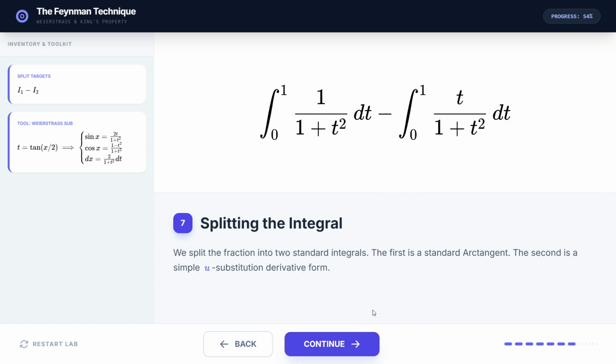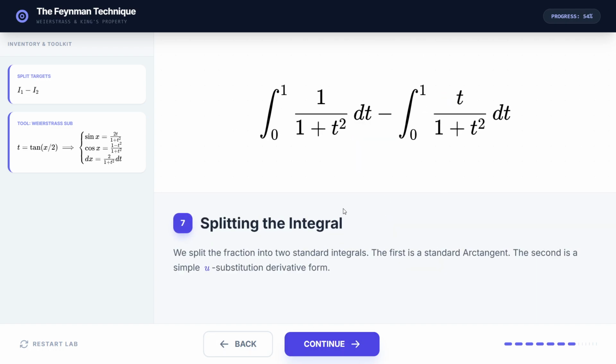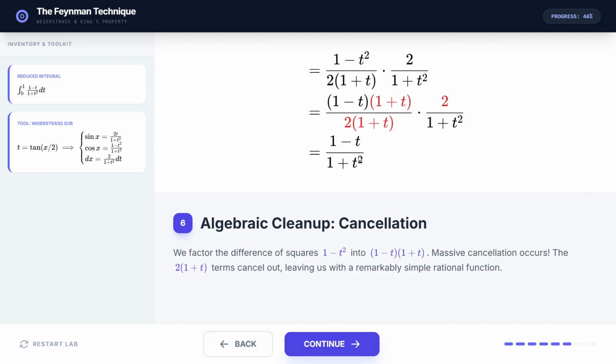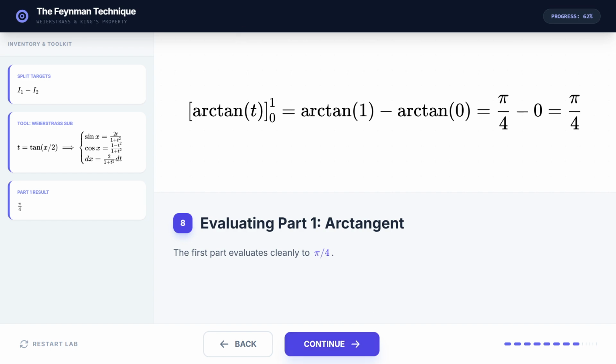which we can split using partial fraction decomposition. Well, actually, we don't need partial fraction decomposition. We just split that into two separate integrals. This is a standard arctangent integral, and with a substitution, this turns into a natural log. Here are the steps to evaluate that first integral.